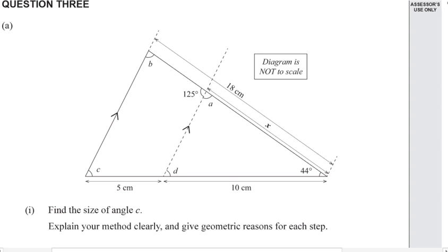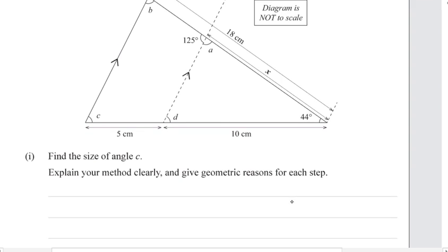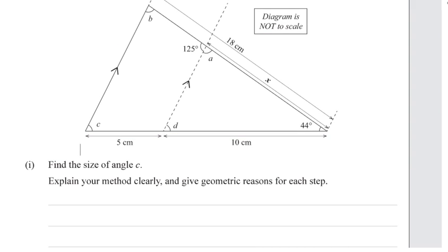And our first question is asking us to find the size of angle C. So there's C, in case you didn't see it. So we're going to use a few properties here of triangles. We may need to use similar triangles, do we? Or do we not? No, not for the first one. Okay. What are we going to start with then?